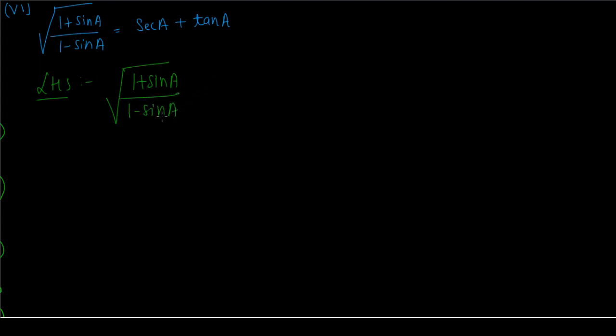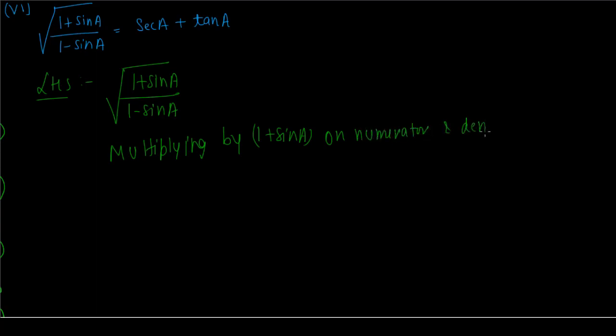Clear with this? Multiply both numerator and denominator by 1 plus sine A. Clear? So multiplying by 1 plus sine A on numerator and denominator, what do we get? We get root of 1 plus sine A whole square, clear, divided by a plus b into a minus b, a square minus b square.